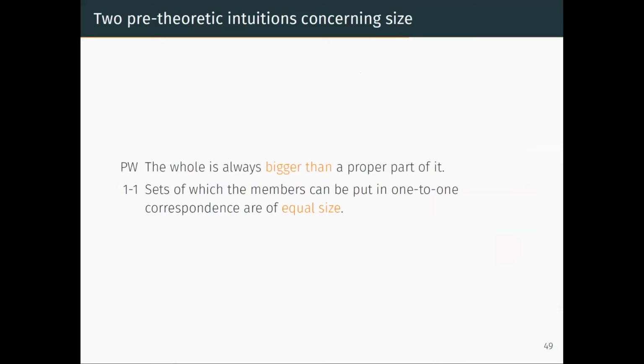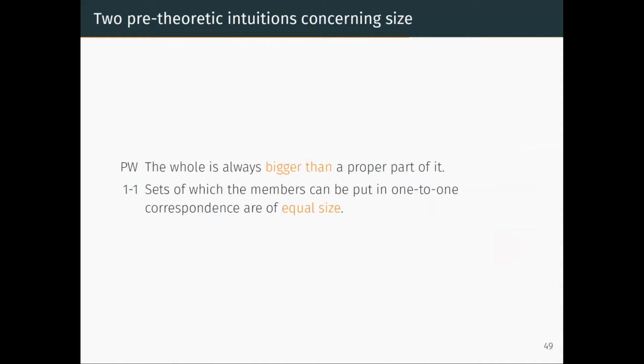Actually, human beings in general have two intuitions about the concept of number. The one is the part-whole principle, which says that the whole is always bigger than a proper part of it. The other is the principle of one-to-one correspondence, which says that sets whose members can be put in one-to-one correspondence are of equal size. According to the first principle, the collection of natural numbers is bigger than the collection of squares, because there are more natural numbers than squares. Not every natural number is a square.